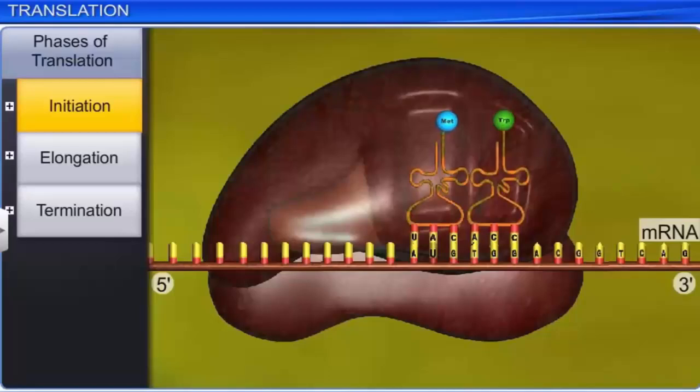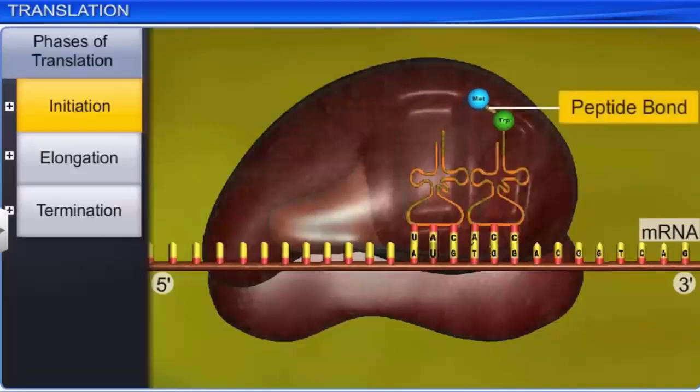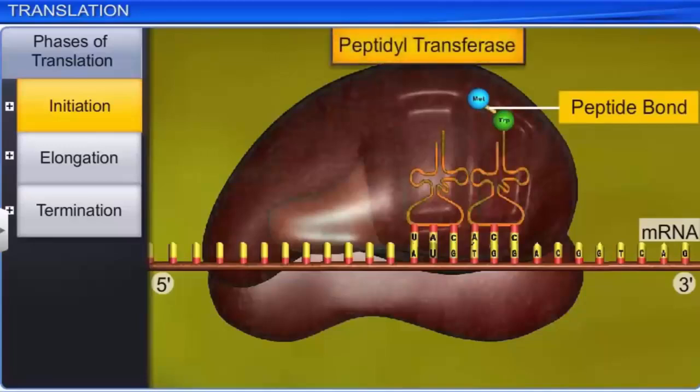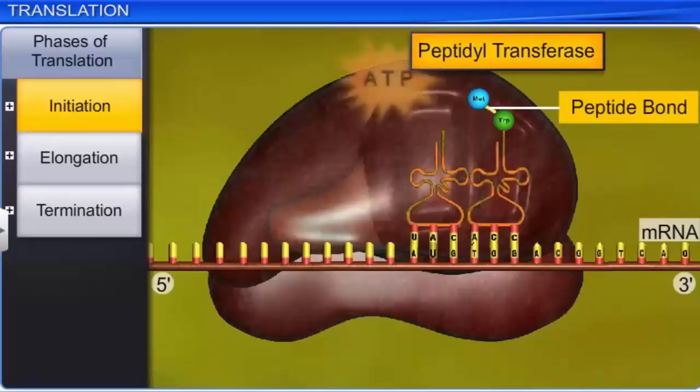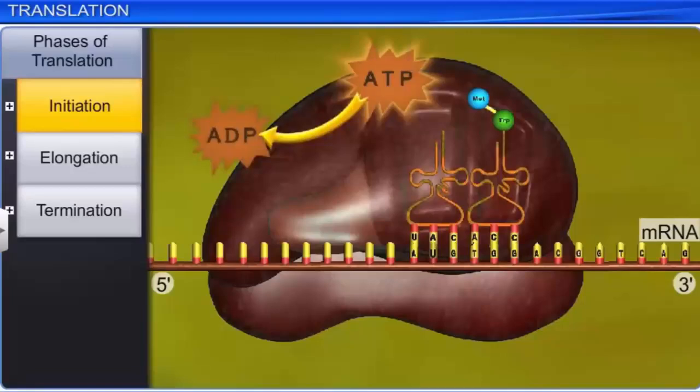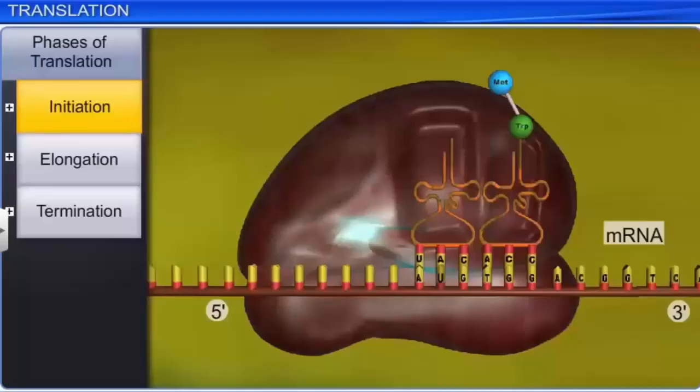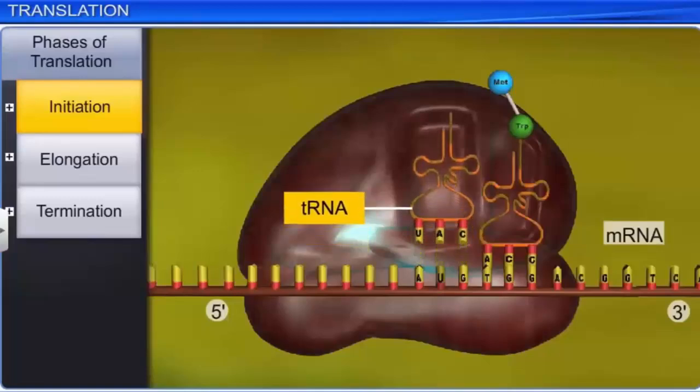and the first peptide bond is formed between these amino acids. The peptide bond formation is catalyzed by the peptidyl transferase enzyme. The formation of this bond requires energy, which is obtained from ATP. Simultaneously, the first peptidyl tRNA gets removed, leaving the amino acid.